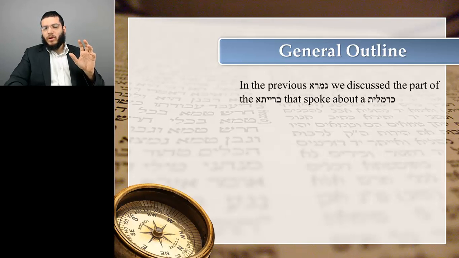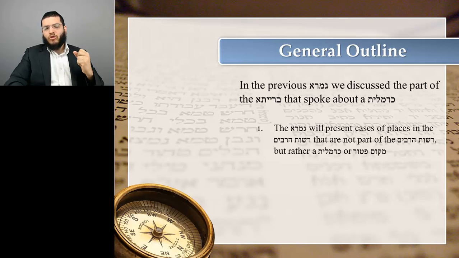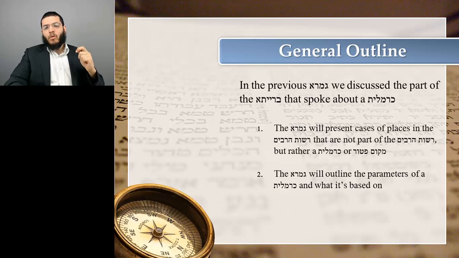So in that regard, that we're speaking about a Carmelist, the Gemara now will continue in its discussion of a Carmelist. And there are two parts to this piece of Gemara. Number one, the Gemara will present cases of places in the Rosh Hashanah that are not part of the Rosh Hashanah, but rather they are a Carmelist or Mokim Petur. And number two, the Gemara will outline the parameters of a Carmelist and what it's based on.